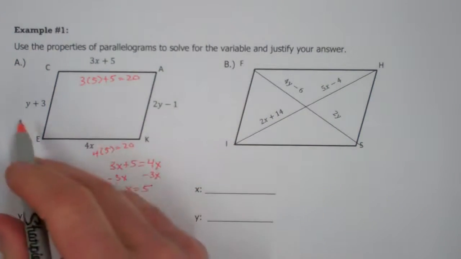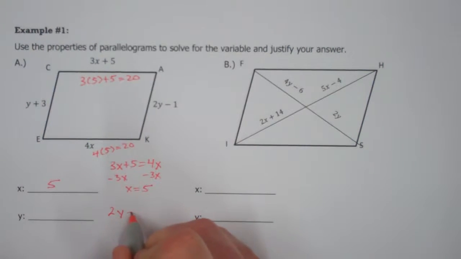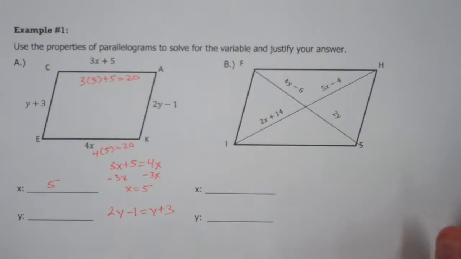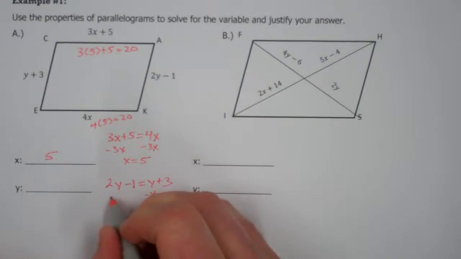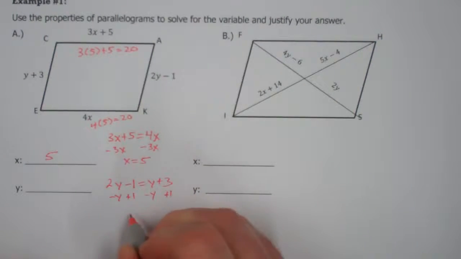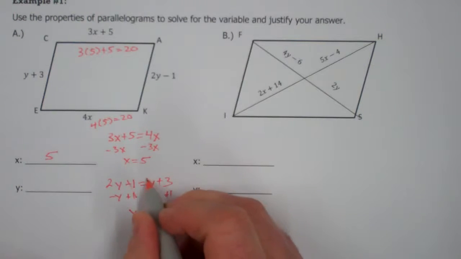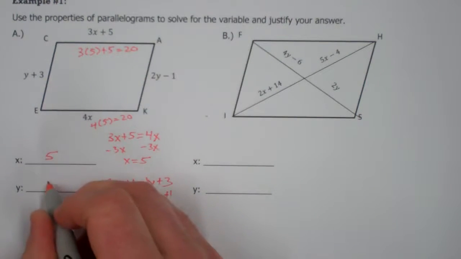Now to solve for y here, we're going to use that same property. We're going to say that 2y minus 1 is equal to y plus 3. And then as we solve this here, I'm going to subtract y, I think, and add 1 to each side. So 2y minus y is just y. Those are gone, and we've got a 4 here.